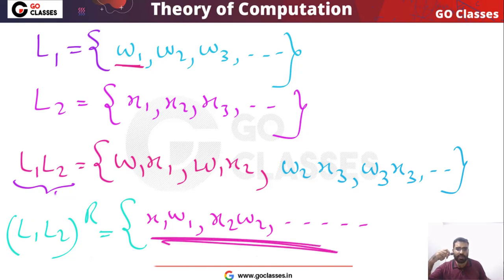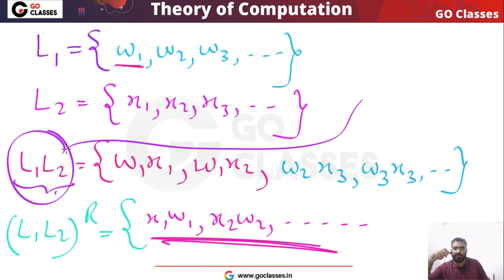So in L1 L2, please understand that every string is like this: wi xj. This type of strings you have.